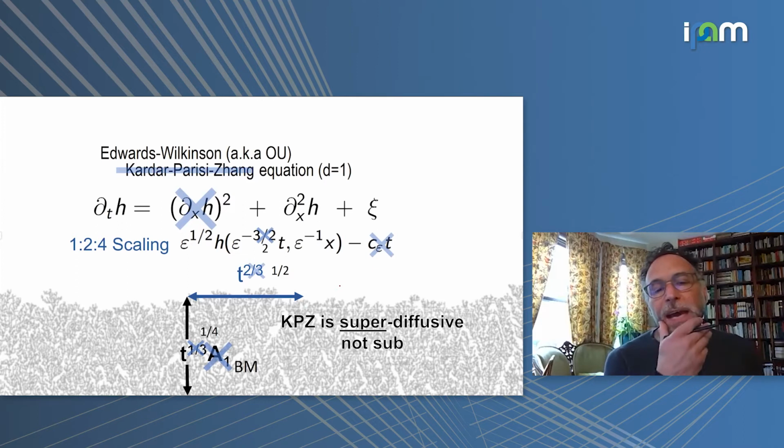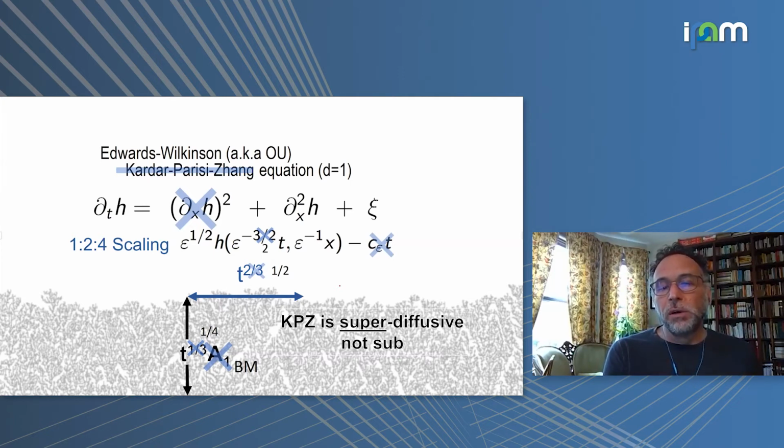Now I want to compare that to the model without the nonlinearity. If you don't have the nonlinearity, then it's just a linear stochastic PDE. It's solvable, as I said. It's Gaussian. It's called the Edwards-Wilkinson model, though in probability, we usually just call this the infinite dimensional Ornstein-Uhlenbeck process. And it would have a 1, 2, 4 scaling, the typical diffusive scaling. So instead of epsilon to the minus 3/2, you'd see epsilon to the minus 2.